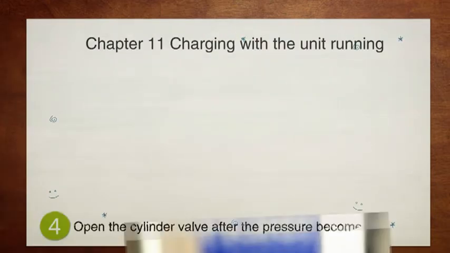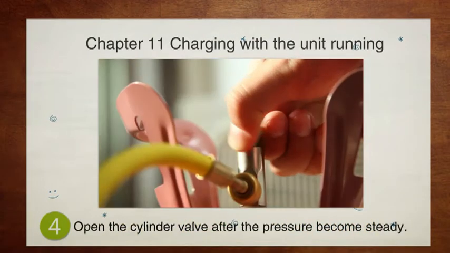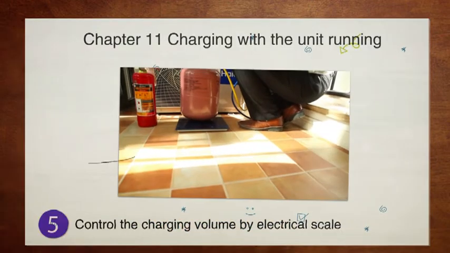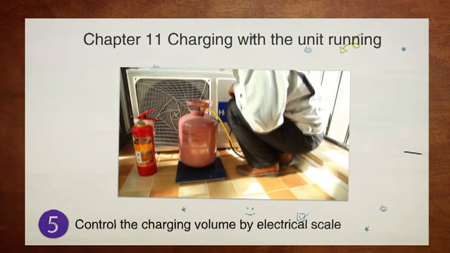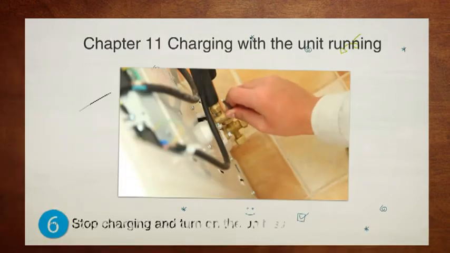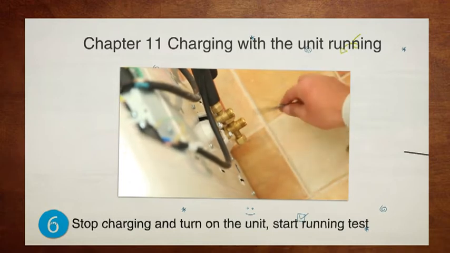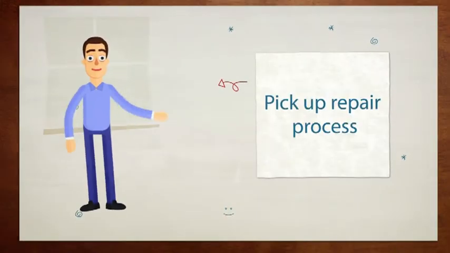Number 4. Open the cylinder valve after the pressure becomes steady. Number 5. Control the charging volume by electrical scale. Number 6. Stop charging and turn on the unit. Start running test.